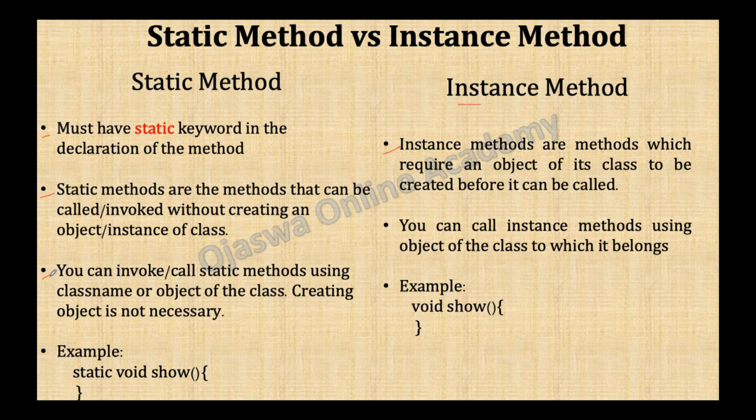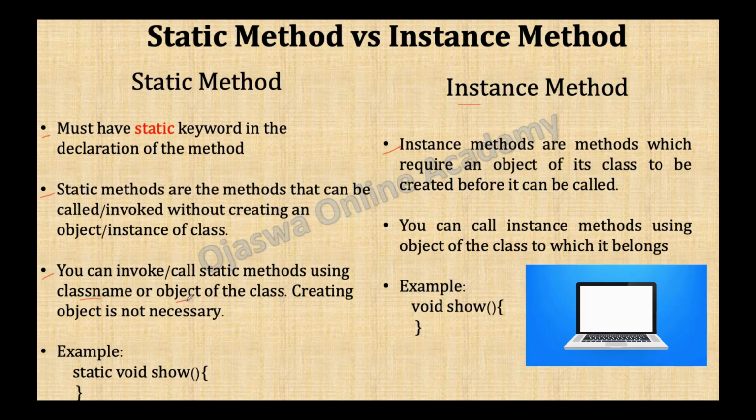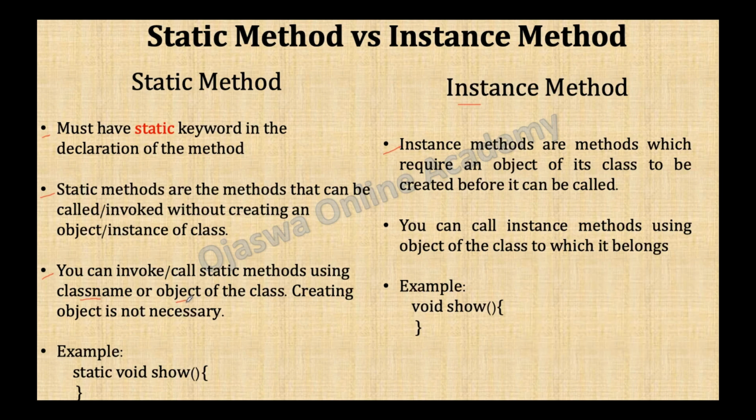So how do you call a static method? You can call static method using class name. Also, there is one more way to call static method, that is using an object. But it is not mandatory to call static method using an object, unlike instance method. You can call instance methods using object of the class to which it belongs. And in case of instance methods, it is mandatory to create an object and call the method using an object.